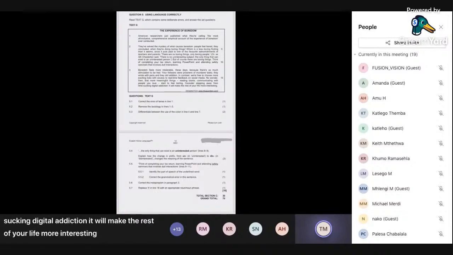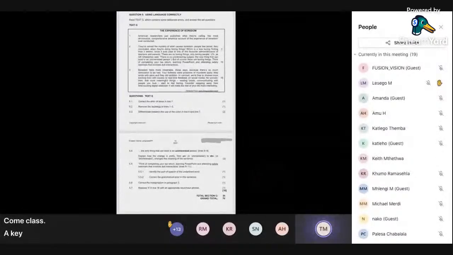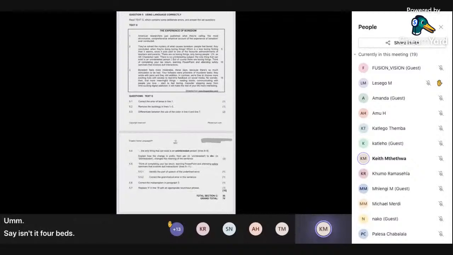So there is a malapropism issue. Where is the word that gives us a malaprop? Come, class. Can I try, sir? Sir, isn't it forebears? No. Forebears is correct. It's correctly used.